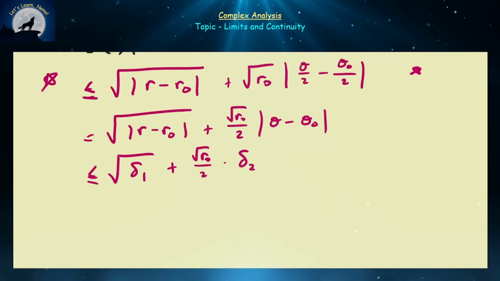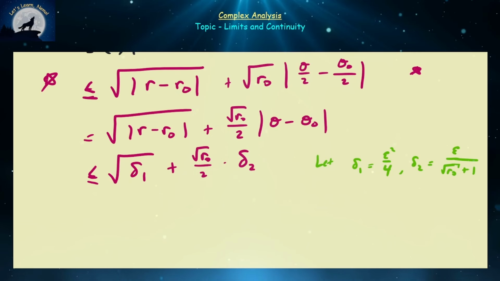So what are we going to choose our deltas to be? You should keep in mind we're trying to force this to be less than epsilon for any given epsilon. So let's let delta 1, to be a little bit neater, be equal to epsilon squared over 4. So let's do a half-half split. And then we're going to choose delta 2 to be equal to epsilon over the square root of r naught. Now r naught can be equal to 0, so let's just add 1 in order to avoid that particular problem. And then we're going to choose delta to be equal to the minimum of delta 1 and delta 2.